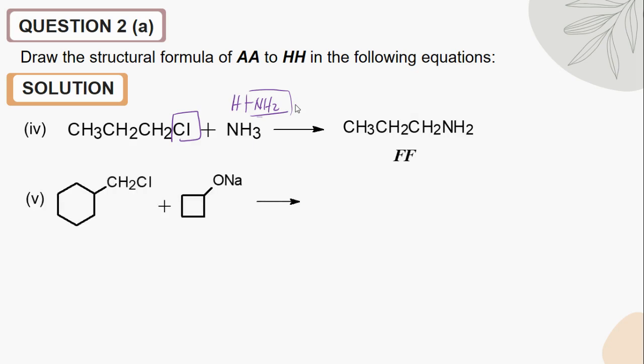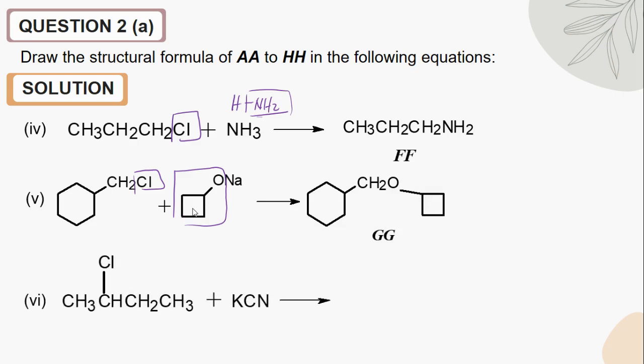Continue with question number 5. Again, this is nucleophilic substitution, but in this case, your Cl is going to be substituted with O negative together with the cyclobutane. So it's going to have CH2O and then the cyclobutane. This is your structure GG.